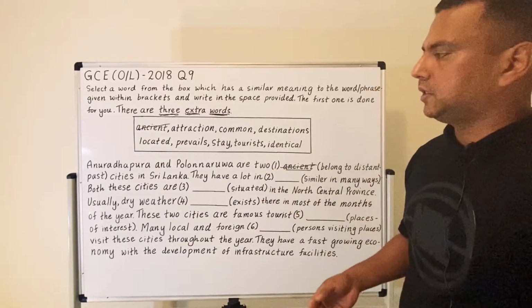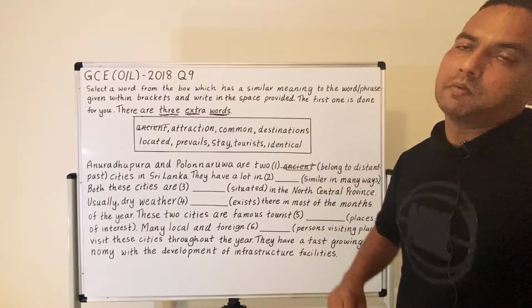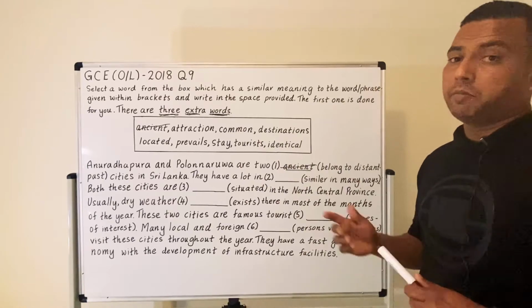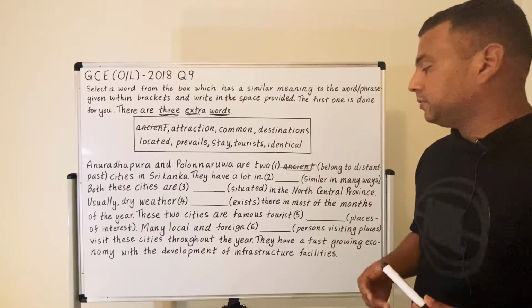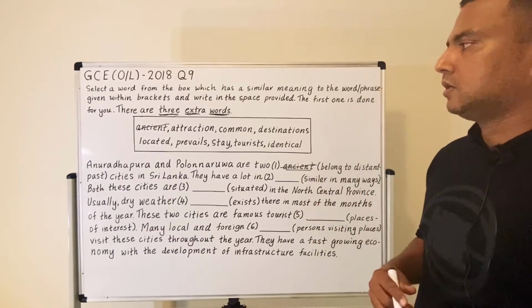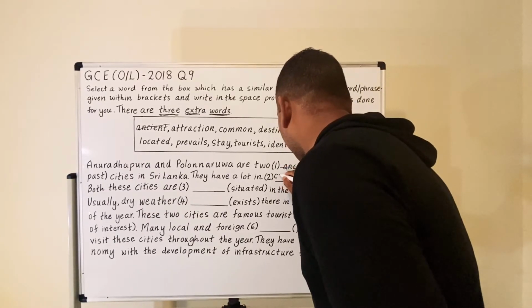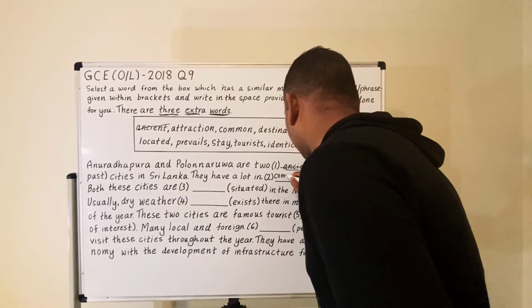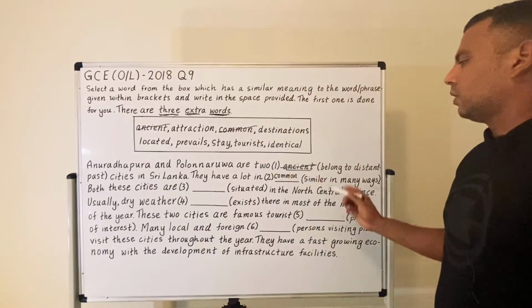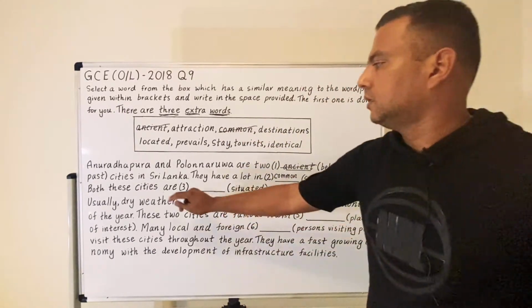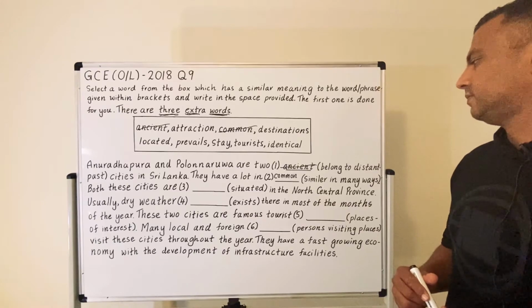Attraction, no, attraction is something that is appealing. Common, yes. What was the meaning I said for common? Shared by. So if two things have a lot of things in common, lot of similar things, we can say common. So let's write common there, right? So common is taken. Now let's have a read. They have a lot in common, both these cities. So they have a lot in common.